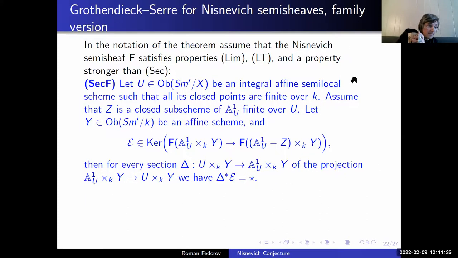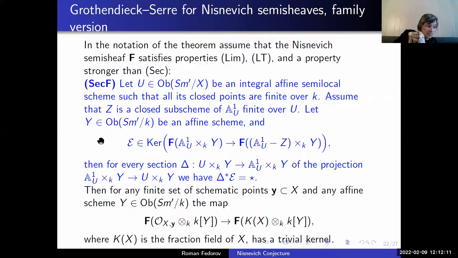Okay, so, right. If you want Grothendieck and Serre for families, you need to make the section property slightly stronger. You actually have to write the section property for families. And that's how it's written. So you have an additional Y, which is essentially smooth over k. And then you start with an object not over U1, but U1 times Y. And in this case, you get some sort of a family version of Grothendieck and Serre for semi-sheaves.